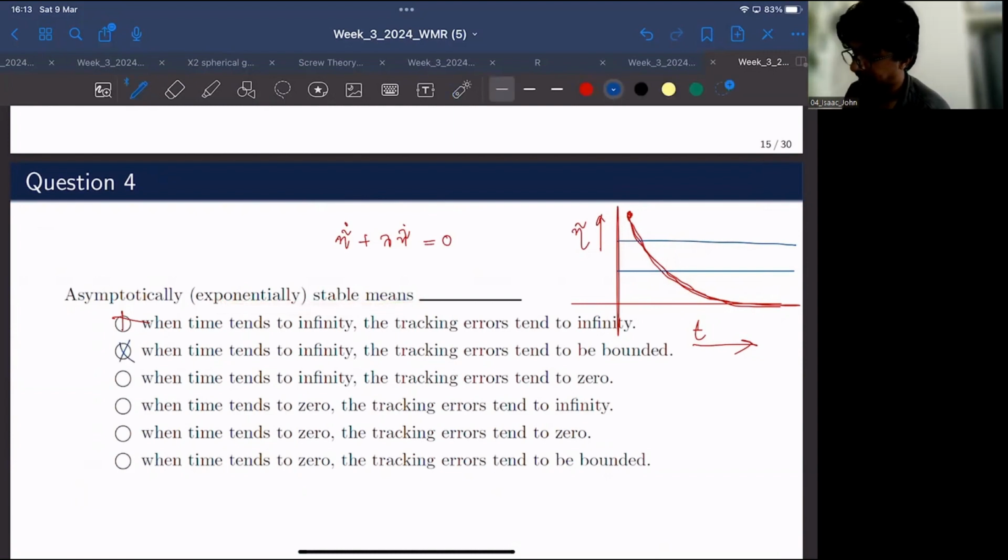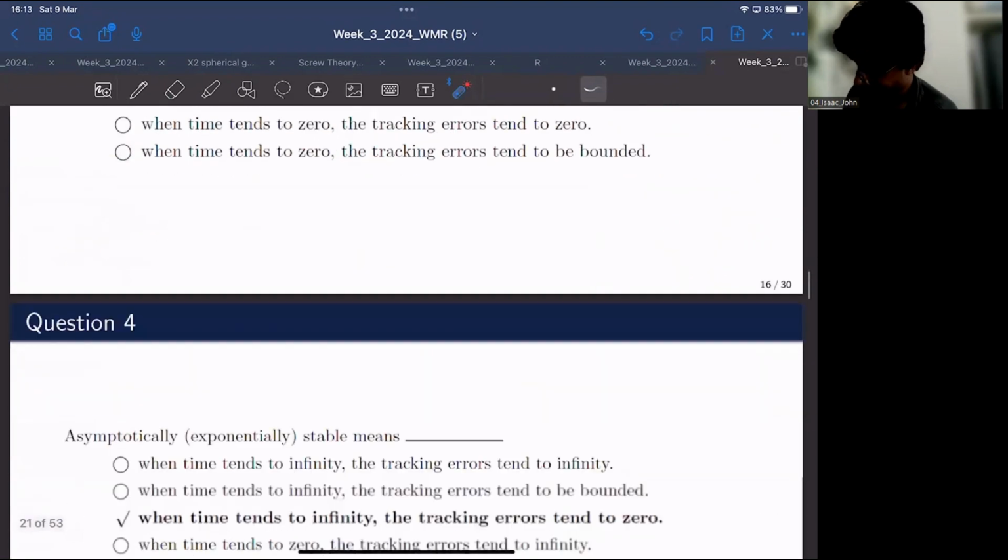What about option C? When time tends to infinity, the tracking errors tend to be zero. So this is exactly the case that we are looking for. So that makes option C the correct option. And all the other options are not even correct at all, right? It says time tends to zero. This has nothing to do with stability. We should know the behavior of the system as time tends to infinity, not as time tends to zero. So you don't even have to consider this at all. So the correct option is option C.